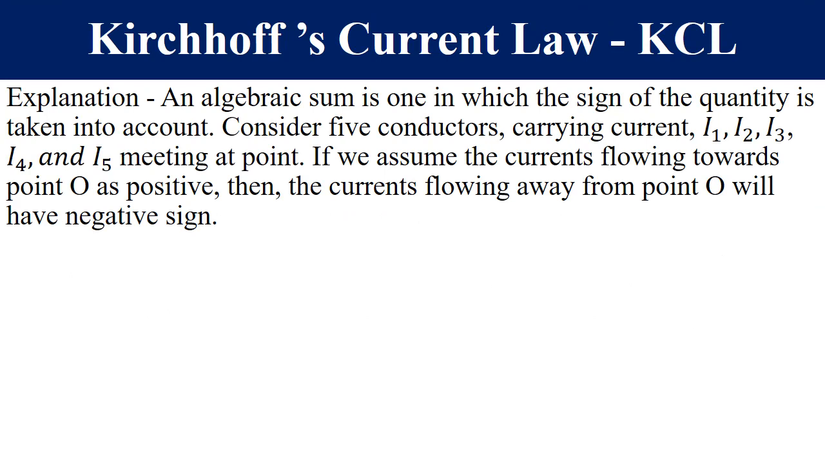As I said, the term algebraic includes the sign of current or voltage. And if we've got 5 currents, I1, I2, I3, I4, and I5 meeting at a particular point, we may say those currents flowing towards a point have got a positive sign, and those flowing away from that point have got a negative sign. Hence, we can say the algebraic sum of currents at a point is equal to 0.